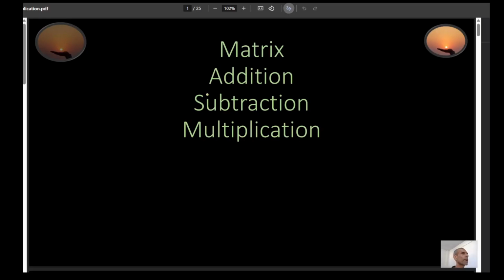Hello students, welcome back. So now we are going to be talking about matrices. We're going to be talking about matrix addition, subtraction, and multiplication.